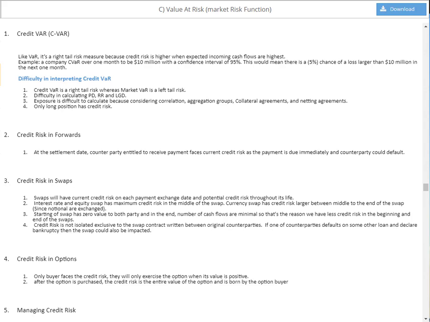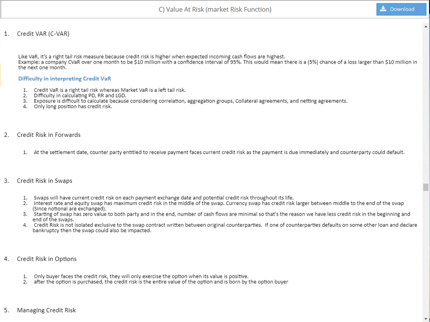Credit risk is not exclusive to the swap contract written between the original counterparties. If one counterparty defaults on some other loan and declares bankruptcy, the swap could also be impacted. So it's not necessarily just between the counterparties. If your counterparty has exposure to some other party and that other party defaults, the immediate counterparty may not make payments. That's what this fourth point is trying to explain.